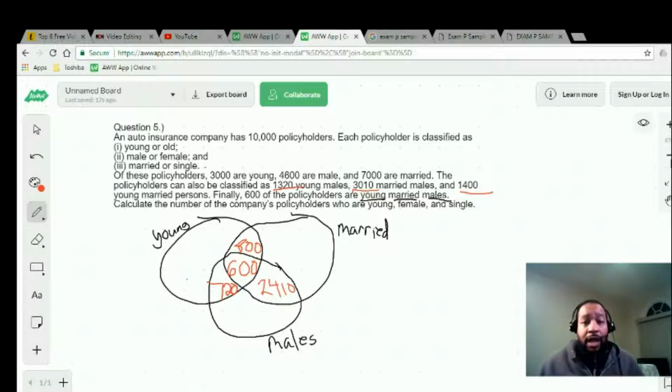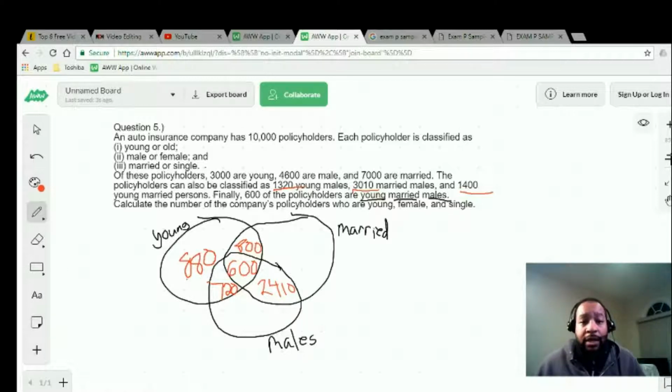All right? So now it says of these policyholders, 3,000 are young. So now we have young. 3,000 minus this blank space plus this plus this plus this. So 3,000 minus 800 minus 600 minus 720 means that there are 880 people who are in this category of young only. Now, if you looked at the answers, you see that 880 is one of the answer choices, but I'm going to go ahead and fill out this Venn diagram so you can see it for completeness.